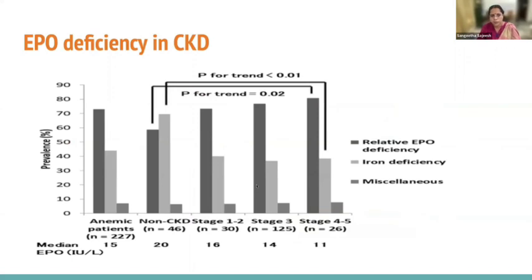We don't usually measure the erythropoietin levels to tell that erythropoietin deficiency is there. But we know, and the reason we are not measuring is, because there's a strong association between anemia and erythropoietin deficiency in CKD. This shows the anemic patients on the x-axis: non-CKD, stage 1 to 2, stage 3, and stage 4 to 5. And the dark colored graph shows the relative erythropoietin deficiency. From this, you can see that by stages 3, 4, and 5, there is significant reduction in the erythropoietin levels.